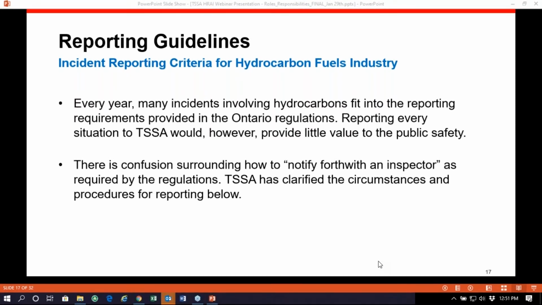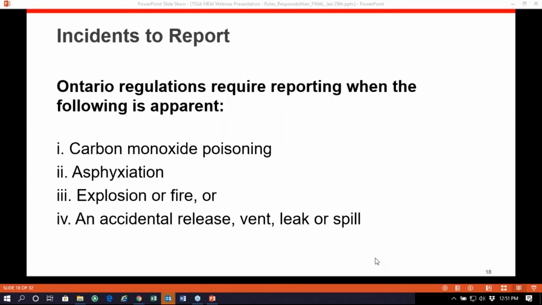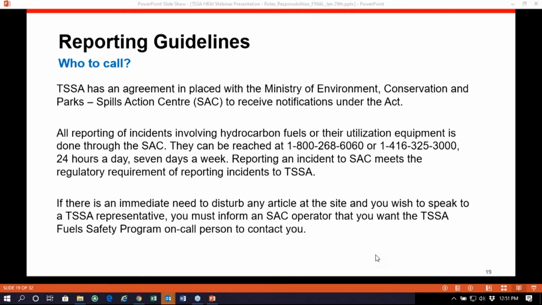So that's just a bit of an intro, and as I said, the full guidelines are available on the website, but the regulations do require reporting when it's apparent that the following things are happening: carbon monoxide poisoning, asphyxiation, explosion or fire, or an accidental release, vent, leak, or a spill. Any of those things you should be reporting to TSSA.